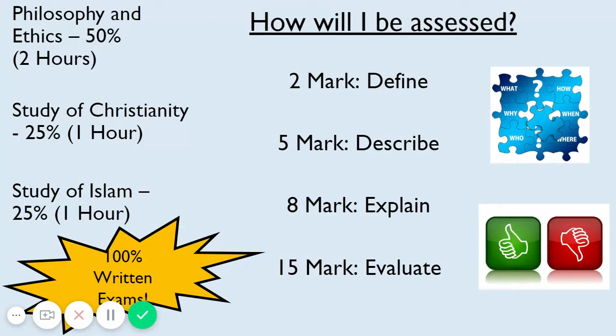The papers themselves are 3 papers that will be sat in the exam season: 2 hours for philosophy, 1 hour for Christianity, and 1 hour for Islam.